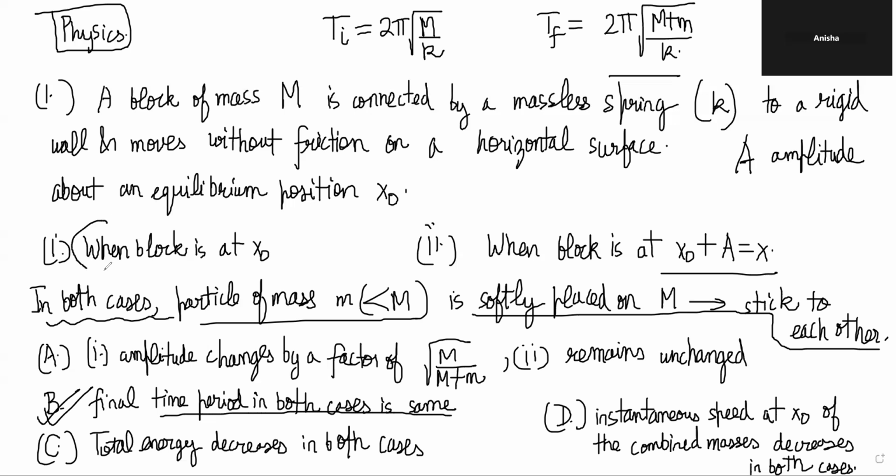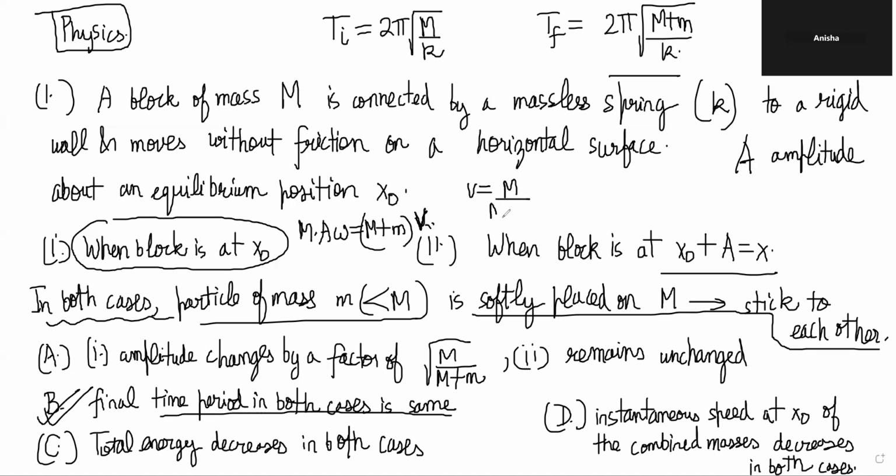Now think of how the body was placed. Let's say the block was at x naught. This is the equilibrium position, so at that time the speed will be highest, right? M into A omega is the momentum, and it would become M plus m into V. So your velocity has changed to M by M plus m times A omega. Obviously, the velocity has decreased at the equilibrium position, right? So now the new amplitude, if you do energy conservation, what will happen?